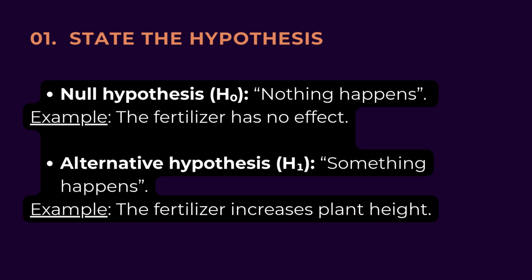The null hypothesis, which is H0, is the "nothing is happening" statement. For our fertilizer, H0 says the fertilizer has no effect on plant height. The alternative hypothesis, which is H1, stands for the "something is happening" statement. For our fertilizer, H1 says the fertilizer increases plant height.